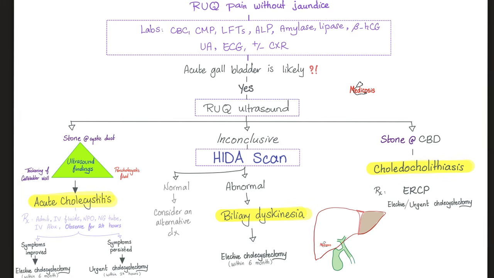The ultrasound showed a stone in the cystic duct, thickening of the gallbladder wall, and pericholecystic fluid. You have your diagnosis, acute cholecystitis. Boom, that's it. Now you should manage it. How do I manage it?